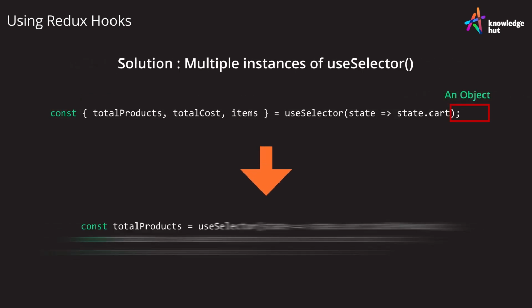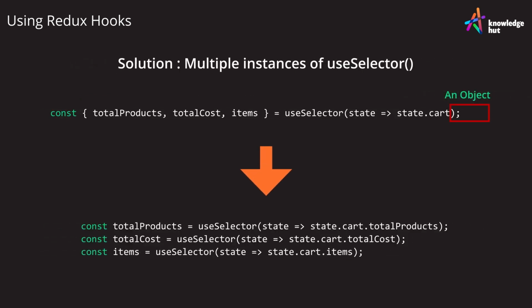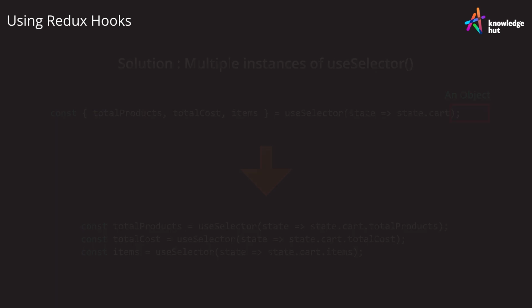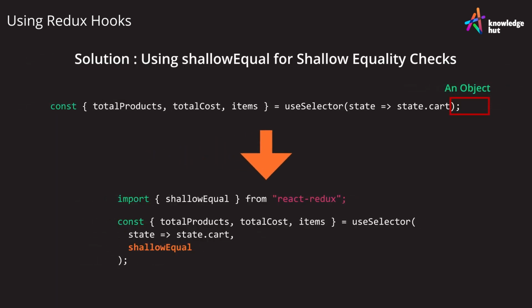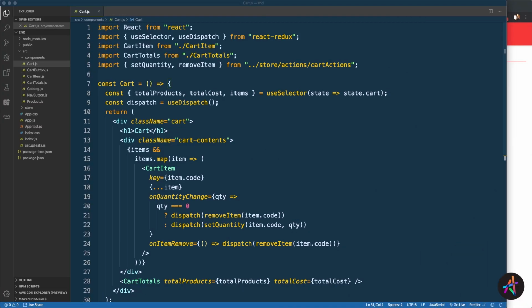One solution to the problem is to extract individual properties using individual useSelector instances, as you can see here. Another solution is to use the shallowEqual function, which can be passed as the second argument to useSelector. This implements the shallow equality check and solves the problem for us. So let's implement these optimizations.